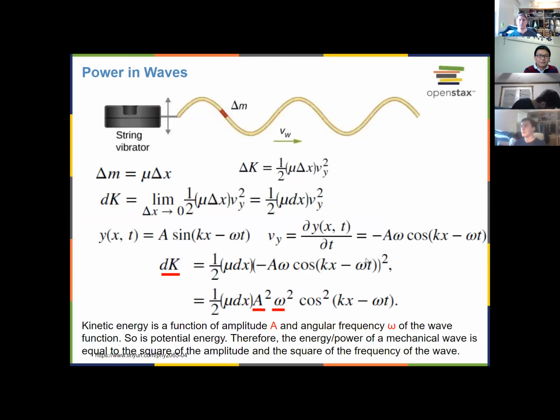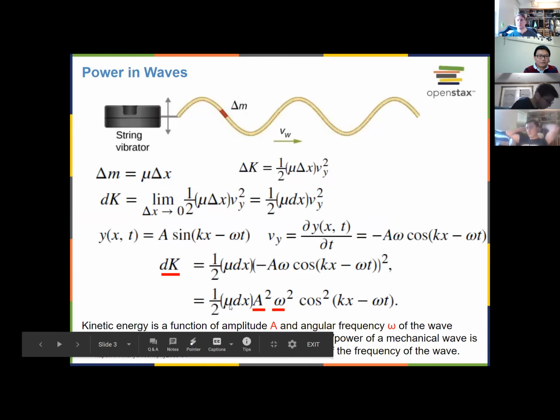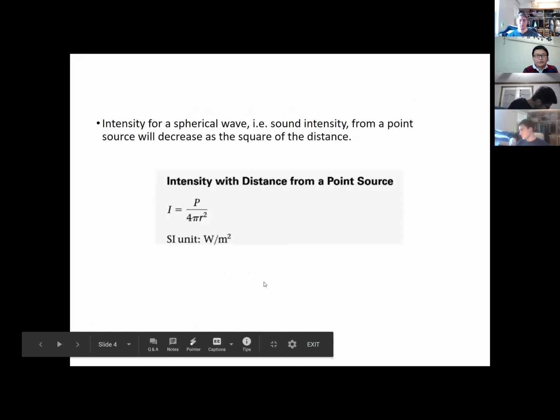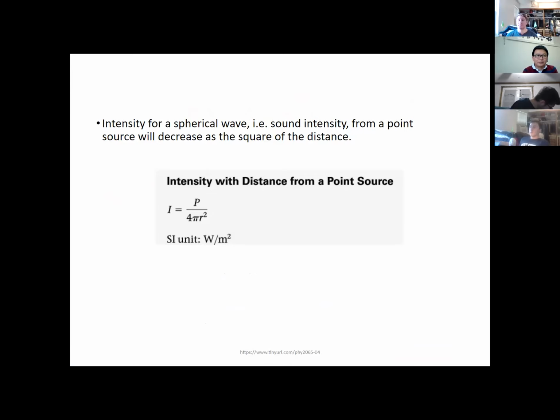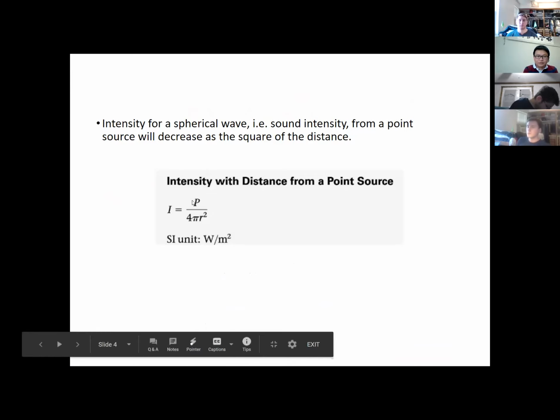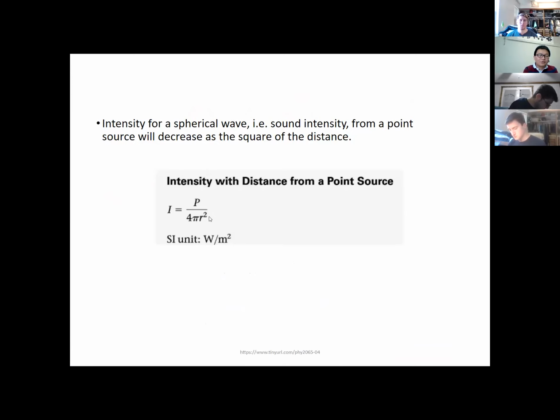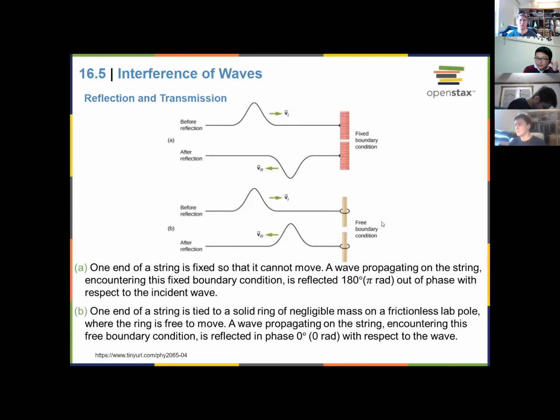As the derivation here shows, dK equals 1/2 of the mass times A squared times omega squared, okay? All right, and then for the intensity of the wave, if it's coming from a point source, then it will propagate in a radial direction, which is equal to the power at the source divided by 4 pi r squared, where r is the distance from where you have the wave to where the initial power point in the source is, okay? All right, we talk about interference of waves.